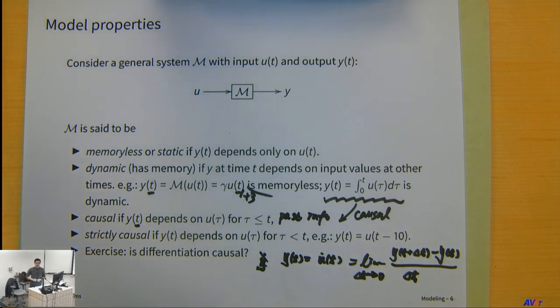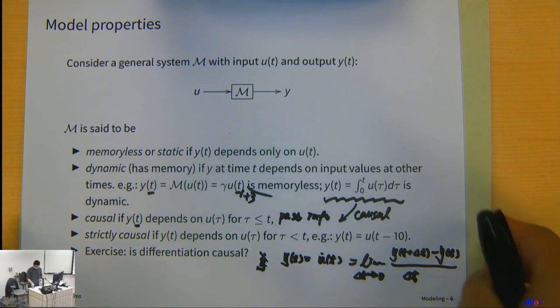Differentiation defined as such is acausal. And for the things that we deal with in this class, it is like this. So causal differentiation is what we're going to take in the class. That's the example about differentiation.